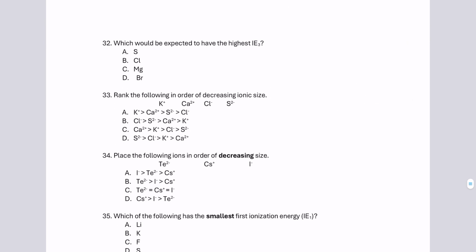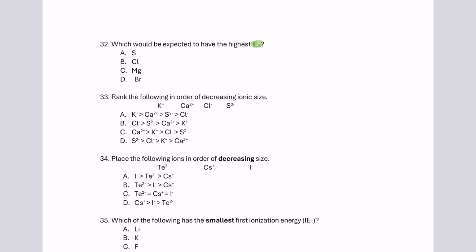32 says, which would be expected to have the highest third ionization energy? Ionization energy is the energy required to remove an electron from an atom or ion, and it generally increases as successive electrons are removed. The first ionization energy refers to the removal of the outermost electron. Then the second ionization energy involves removing the next electron, and so on and so forth.